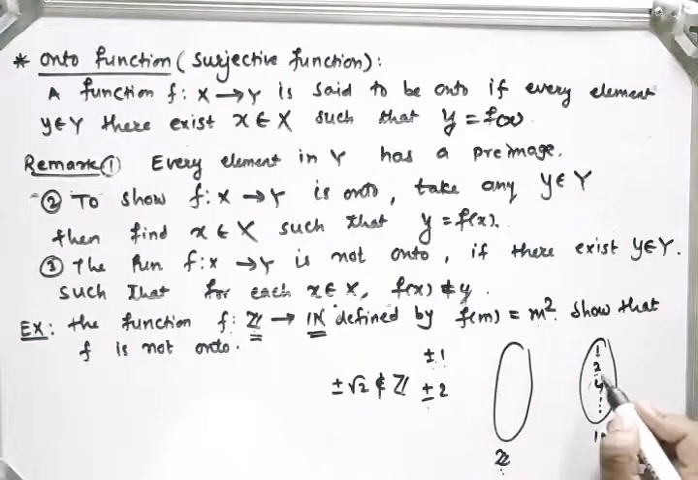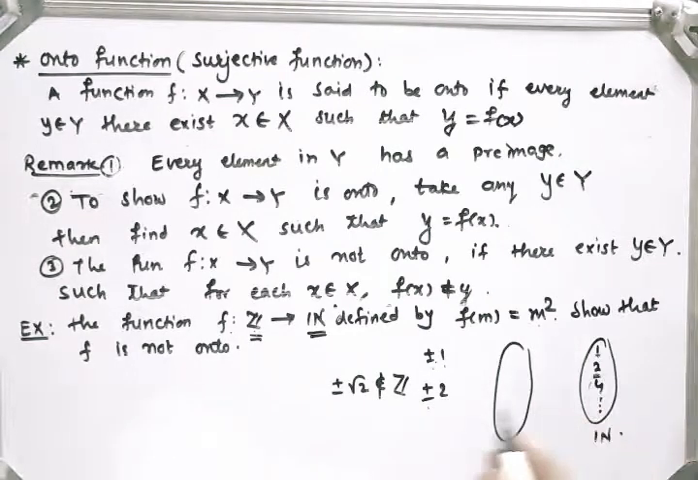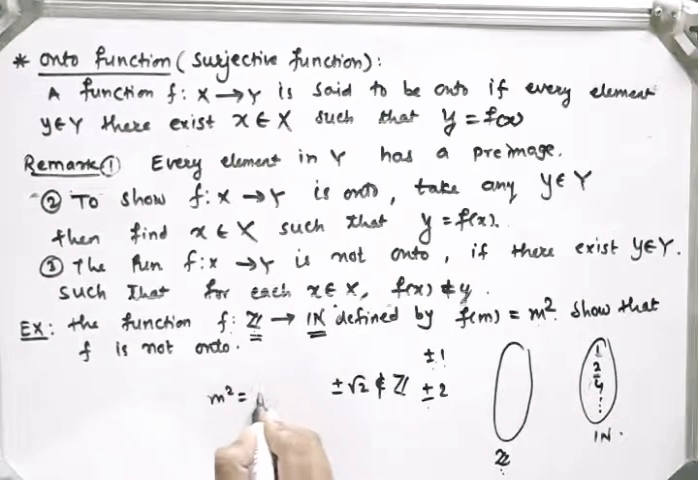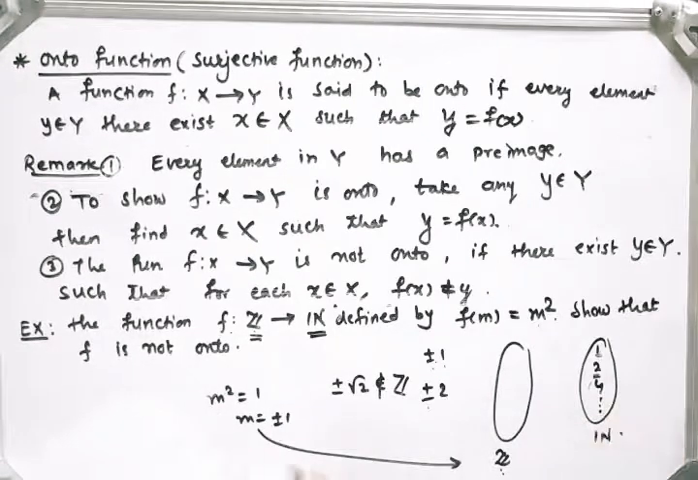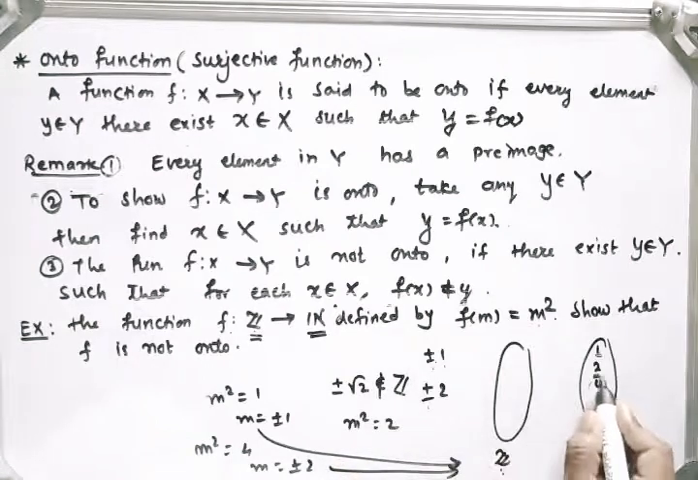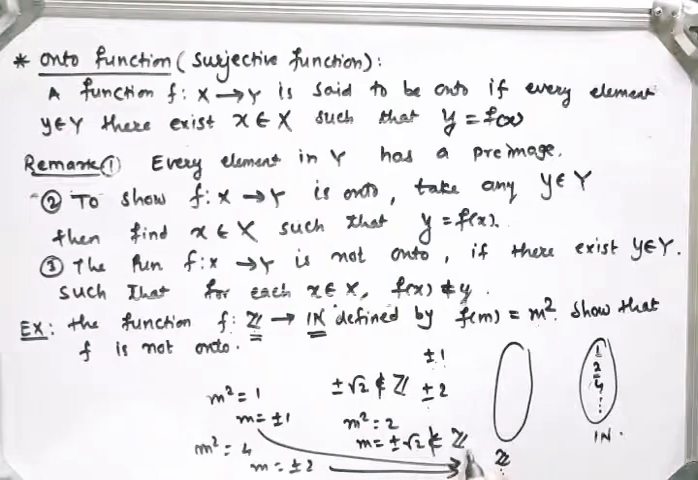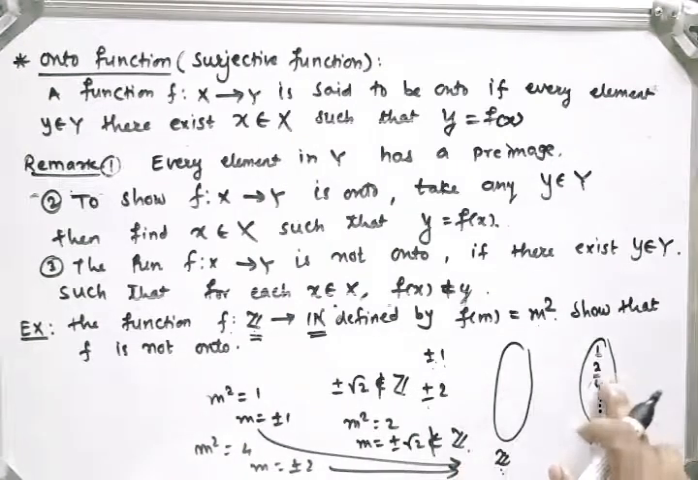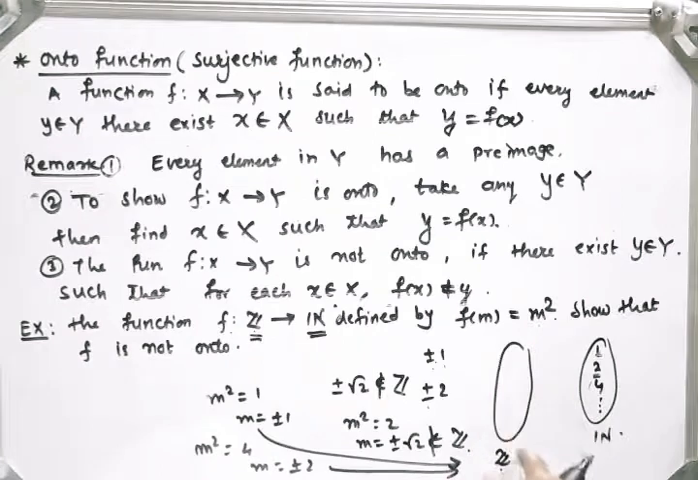Suppose m square is equal to 1, then m is equal to plus minus 1, which is from set Z. If m square is equal to 4, then m is equal to plus minus 2, which is again from set Z. But if I put m square is equal to 2, then m is equal to plus minus root 2, which does not belong to the set of integers. Means 2 has no pre-image in the set of integers. That's why function f is not an onto function.